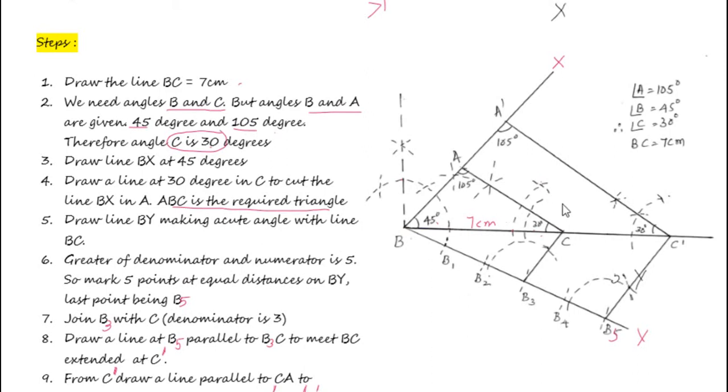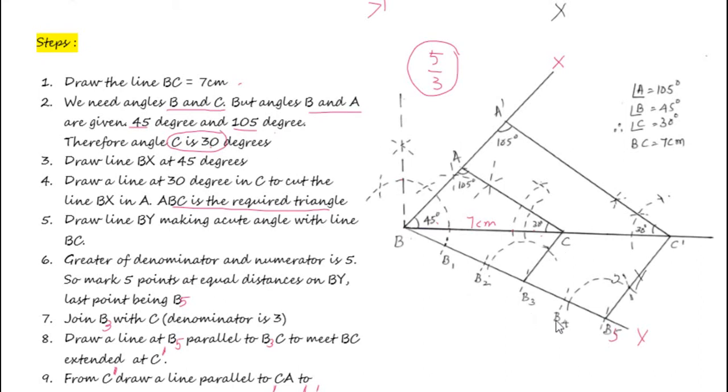Now you need to draw a triangle whose sides are 5 by 3 times the original triangle. So first let us draw the line BY at an acute angle. Now we need to mark a couple of points on this. How many points? You have the ratio 5 by 3. You always take the larger of the denominator and numerator. So we need to take 5. So 5 points have to be marked on this line BY, which are equidistant. We have B, B1, B2 and up to B5.